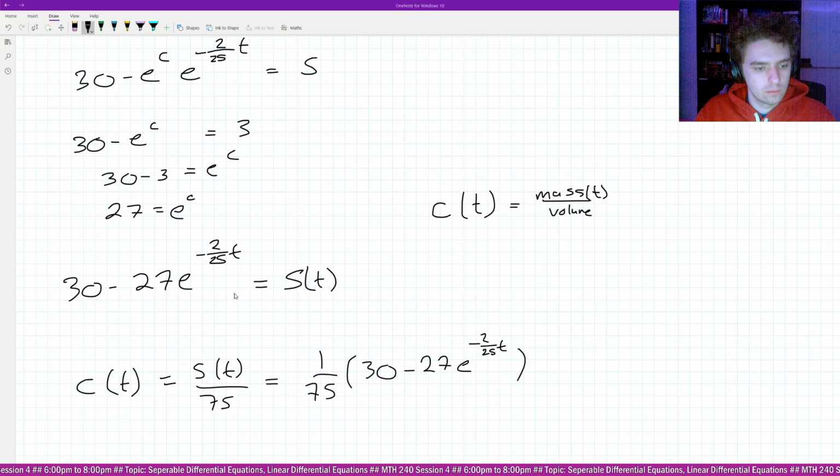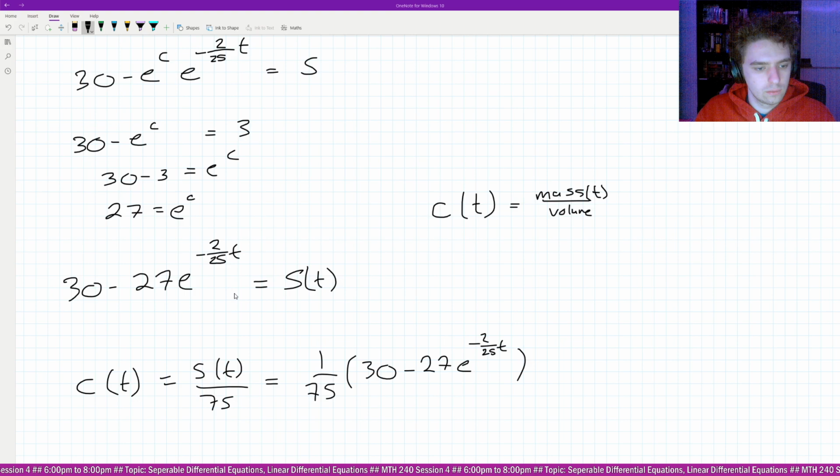Could you explain where you get the e to the c? I see where you get the 3, but how do you know that you use the 3 in that equation, like 30 minus e to the c equal to 3? Well, I take this here, so I'll write it on the side. So 30 minus e to the c, e to the negative 2 over 25 t equals S of t. We're putting in the initial value: S of 0 equals 3 kilograms, because initially at time 0 you start with 3 kilograms of salt in 75 liters of water.